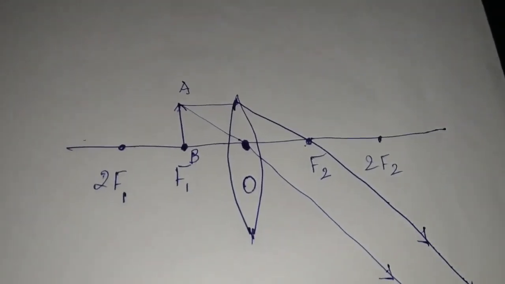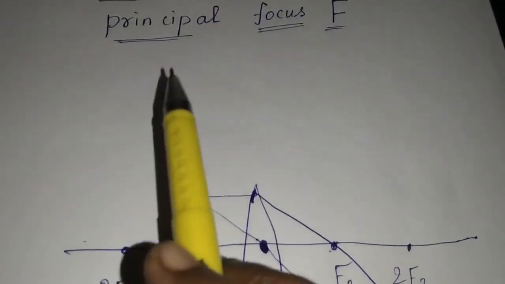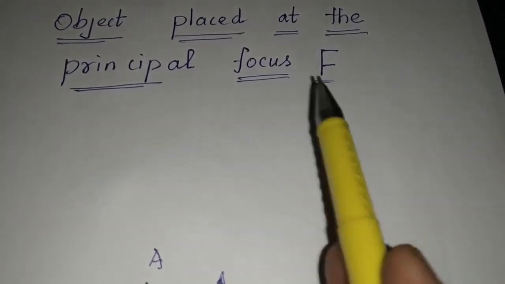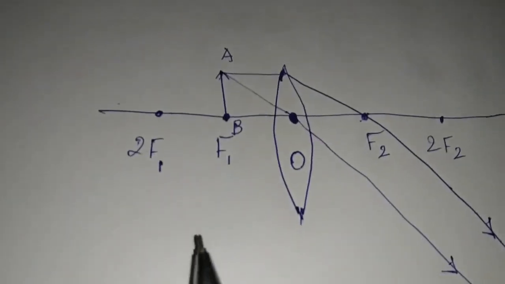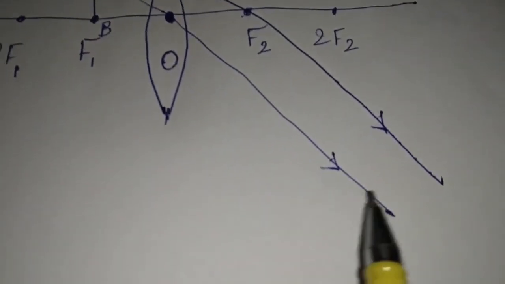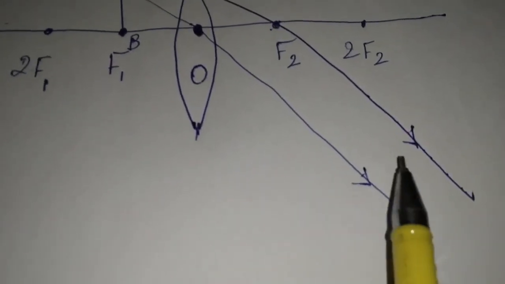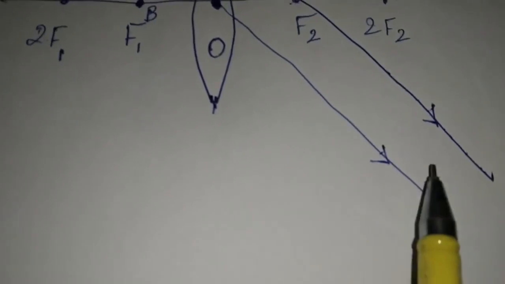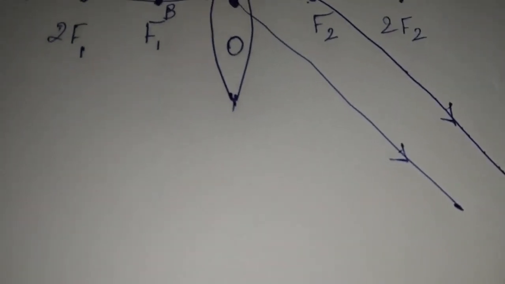Students, in the case when object is placed at the principal focus F, the real image is formed at infinity. So the real image is formed at infinity. The size of the image is much larger than that of the object.